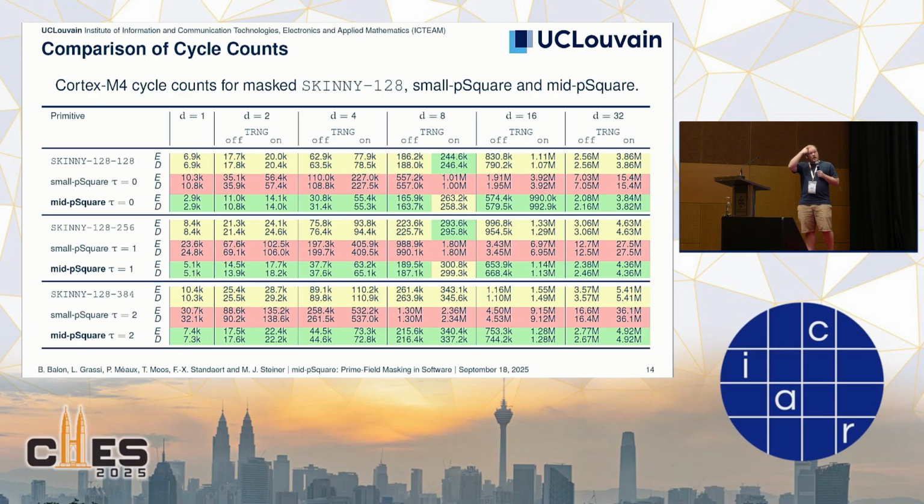Okay, let's look at the performance comparisons. We compare on Cortex M4, which is a convenient choice because it has a single cycle 32-bit multiplication, so multiplication of 2 32-bit inputs in a single cycle. And we compare to Skinny and our previous design, small p-square, which is not expected to be very performant in software. For Skinny, we have used an arbitrary order masked implementation that exploits this fixed sliced representation.